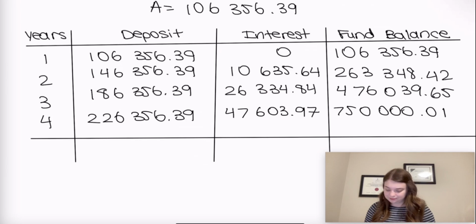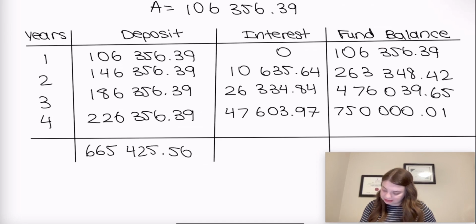So that's completely fine. Okay, so now we're going to add up the total deposits and the total in interest here. So for the total deposits, that's going to be 106,356 and 39 cents plus 146,356 and 39 cents plus 186,356 and 39 cents plus 226,356 and 39 cents. So in total, we paid $665,425.56.